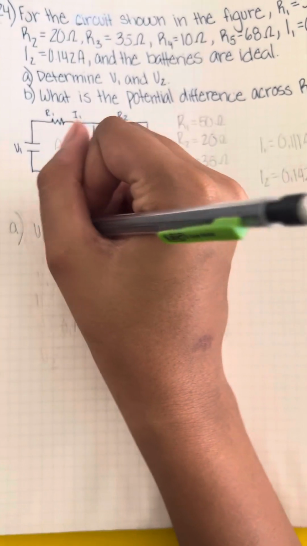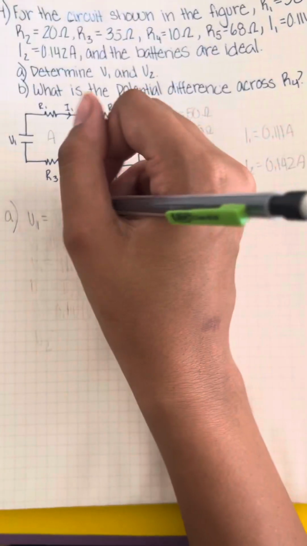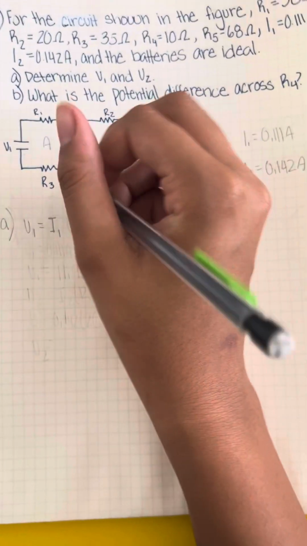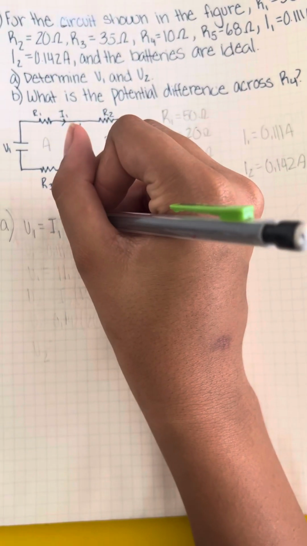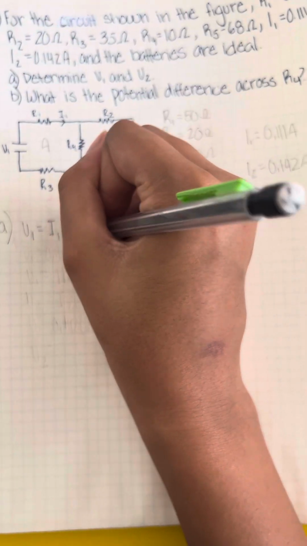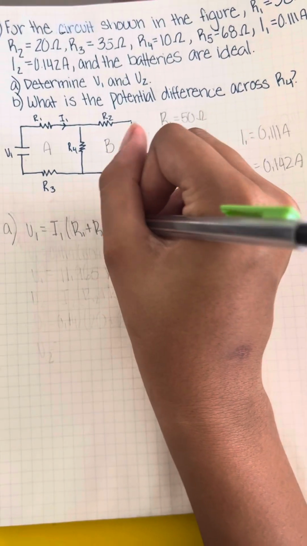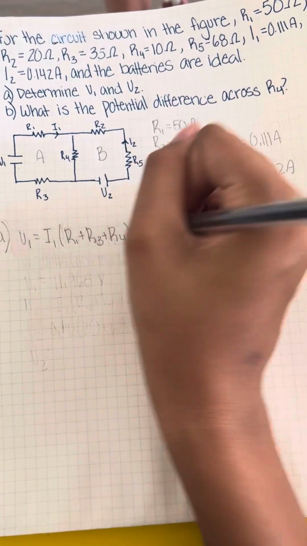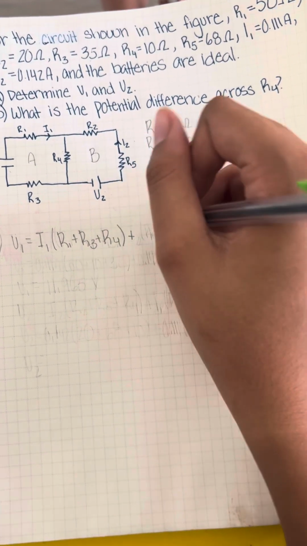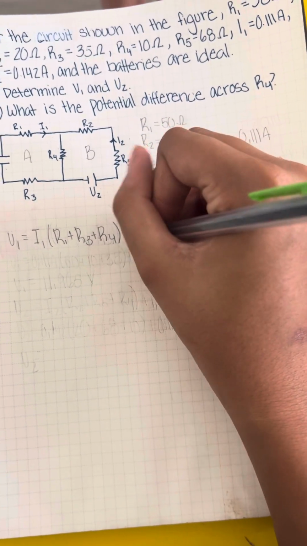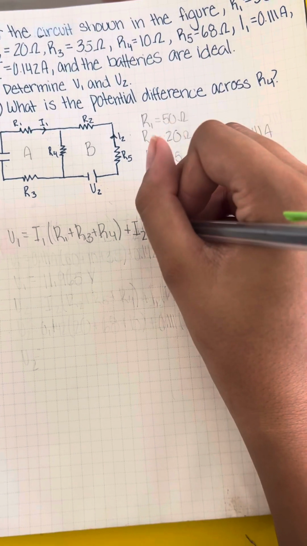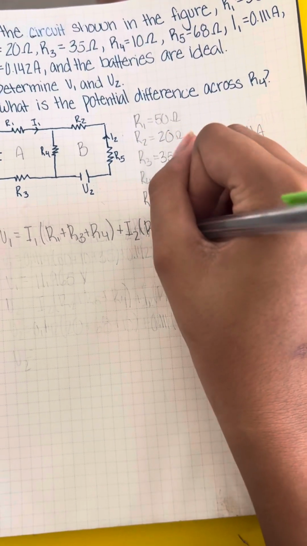So for voltage 1 coming from this power source, you're going to multiply the current flowing through this side of the circuit times all the resistors on this side of the circuit added together. But since resistor 4 is in the middle, you also have to multiply that one by the second current because it gets the power from both.